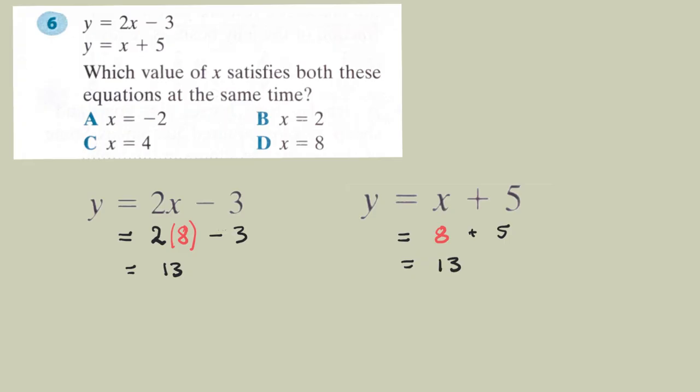Straight away we got the answer without going through A, B, C. So that's what I mean. Just choose the value that you think you can work with the fastest. So our answer is therefore D.